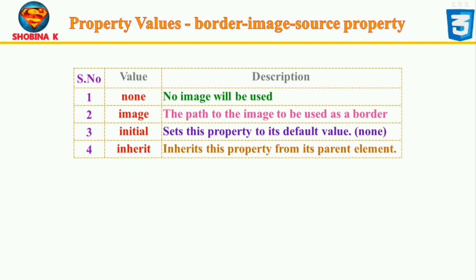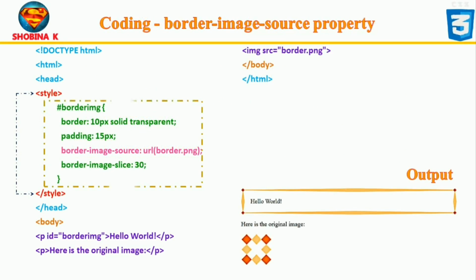The value none specifies that no image will be used. As I mentioned earlier, if we apply the value none, no border image is used. Instead, border style will be used. The value image specifies the path of an image. The value initial sets this property to its default value. The value inherit inherits its property from its parent element. Here is a basic example for the border image source property.